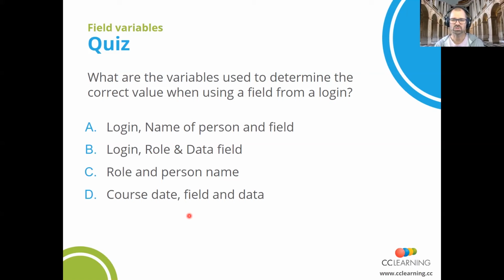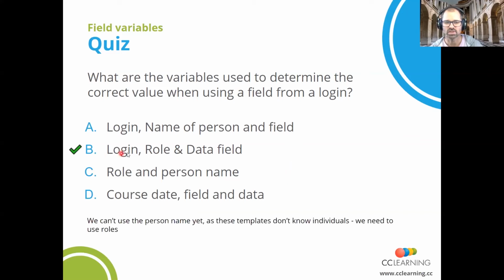So what do we use to determine the correct value when using a field from a login? In other words, how do we make sure we're putting the correct field variable in there and selecting it from that widget? Let's click on the button just to make sure we get it. We're looking at the login, then the role, then the data field. That's it. Well done, Stacey. So login, role, and the data field.